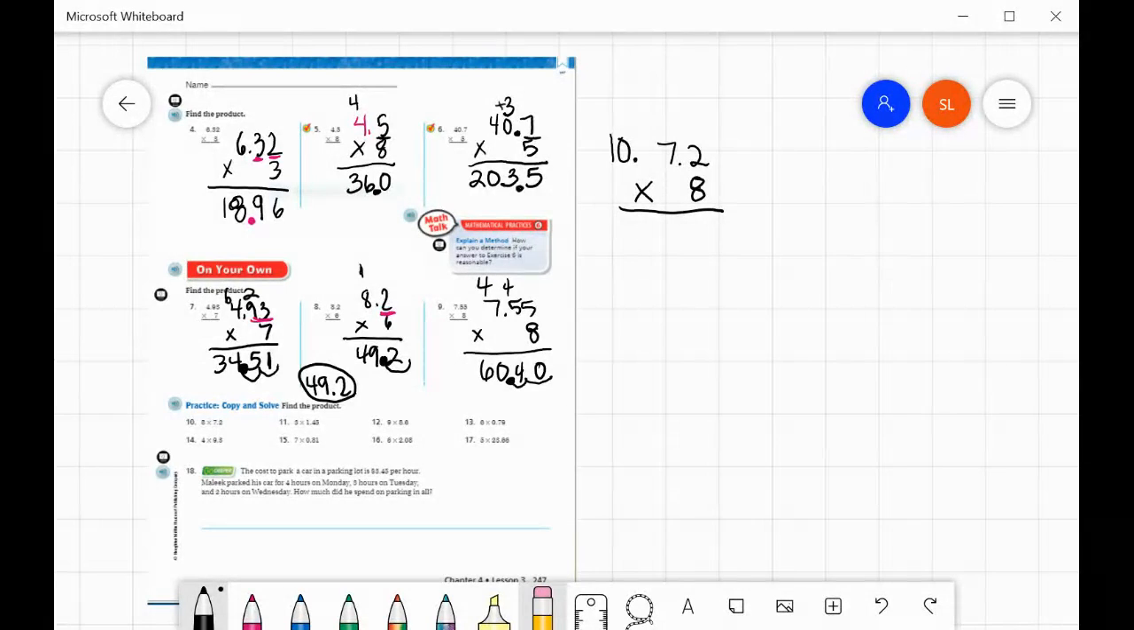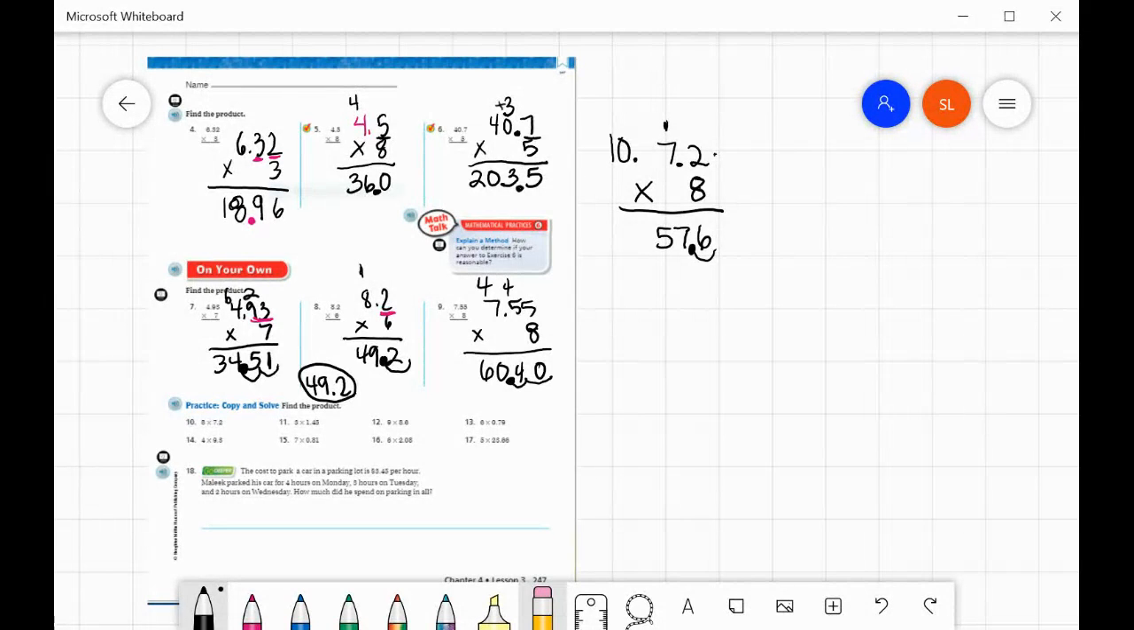Notice that I switched the numbers around. Whatever number has the most digits needs to go on top. So even though 7.2 is smaller than 8, it has more digits, so I want it to be the first number in my problem. All right, so now 8 times 2 is 16. Carry the 1. 8 times 7 is 56 plus 1 is 57. And we have 1 past the decimal point, so my number will end up here. So we have 57.6 as our answer for number 10.